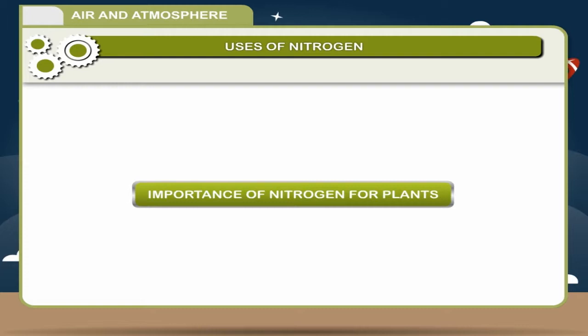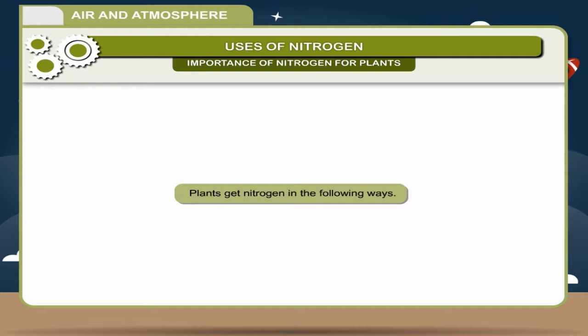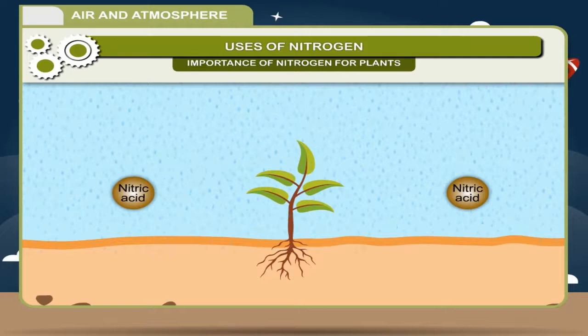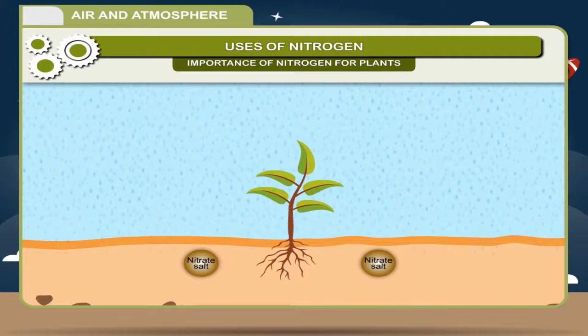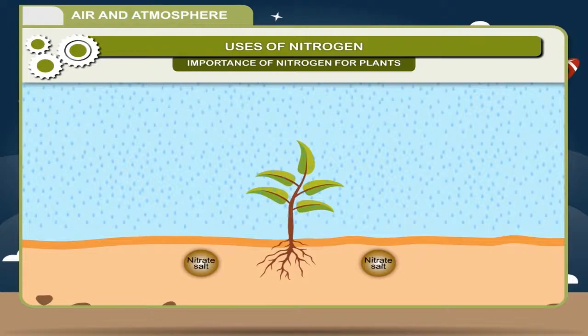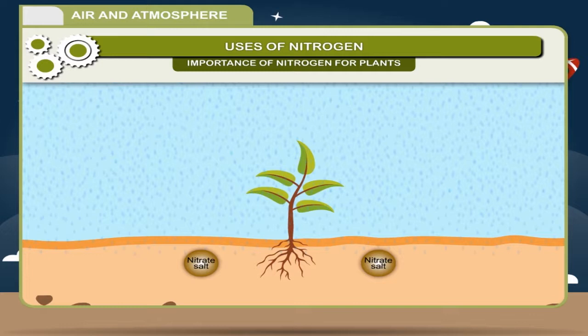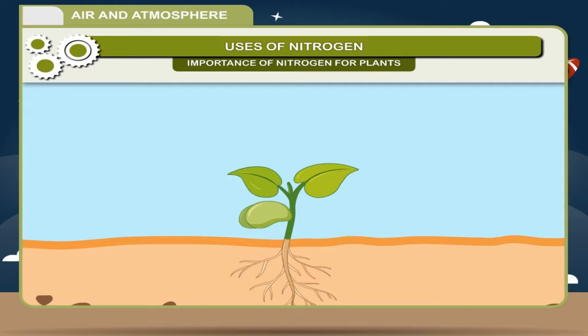Importance of nitrogen for plants. Plants get nitrogen in the following ways. Soil receives nitric acid coming down with rainwater. Nitric acid gets converted into nitrate salts in the soil. Plants convert these nitrates into proteins and other nitrogenous compounds with the help of certain bacteria. Leguminous plants like beans, peas, and pulses have certain bacteria living in their roots. These bacteria help to convert atmospheric nitrogen into nitrogenous compounds that plants can use.